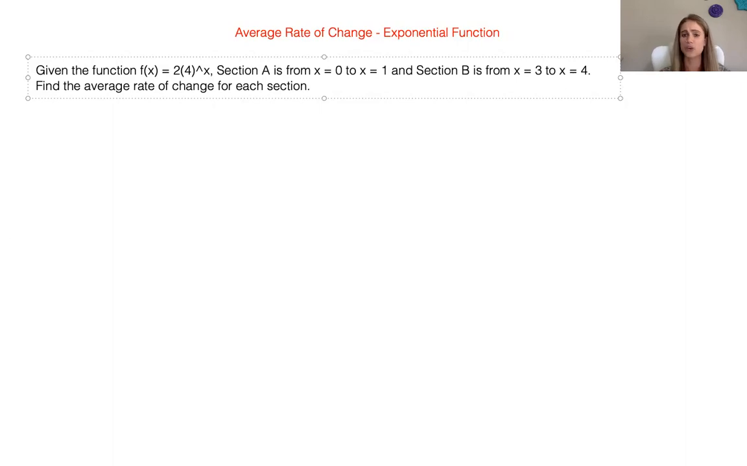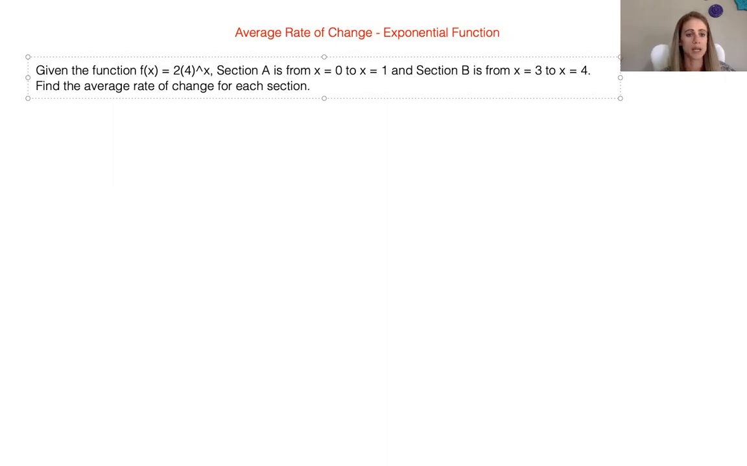One thing that the three of us noticed today is that a lot of students, as they've been working hard on the 4.3 and 4.4 module quizzes, are missing the average rate of change question. So we thought we'd put together a little mini lesson and an example on how to calculate the average rate of change of exponential functions.